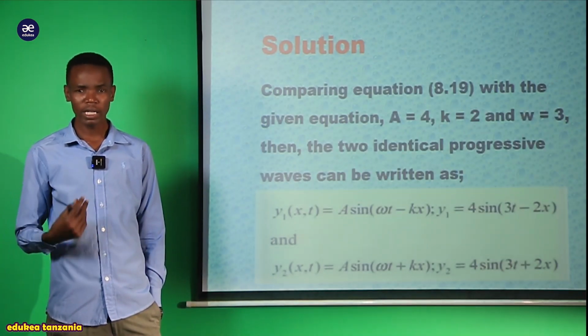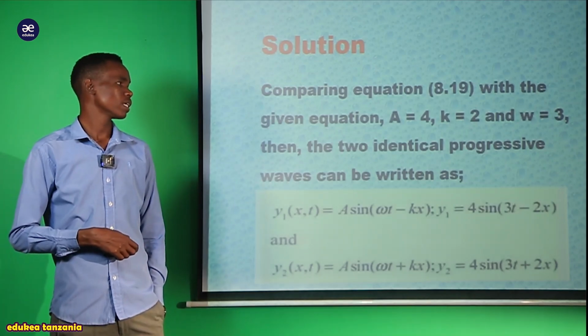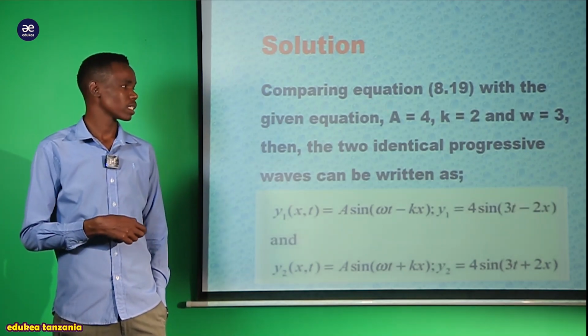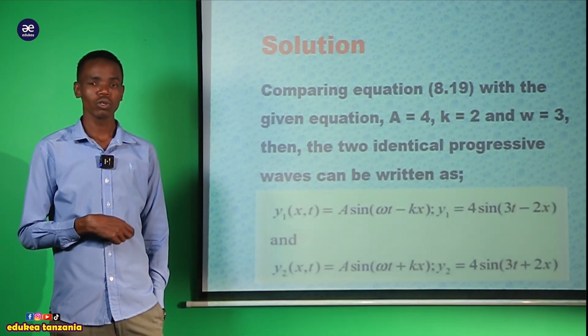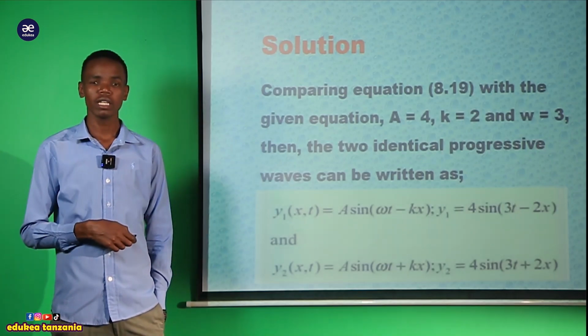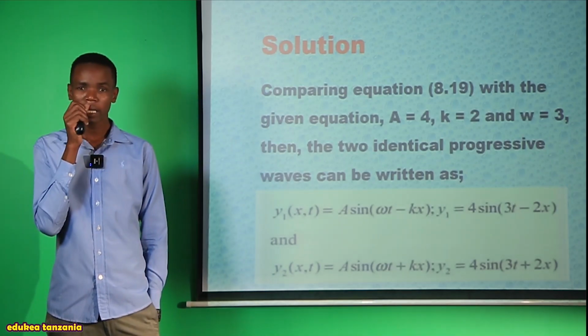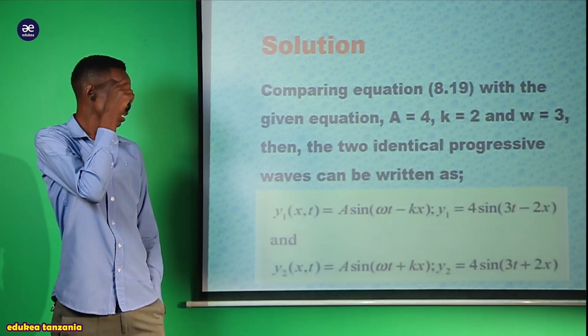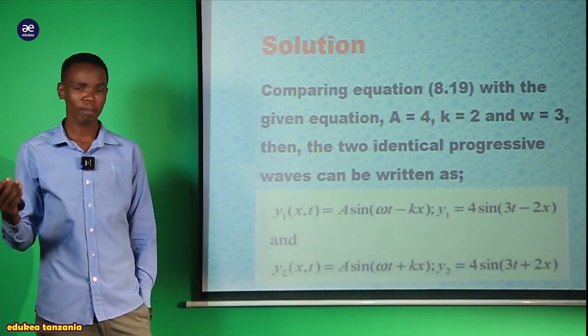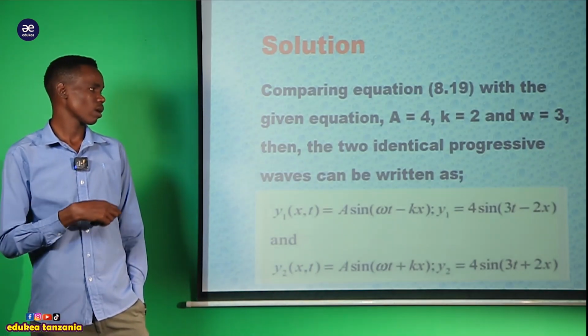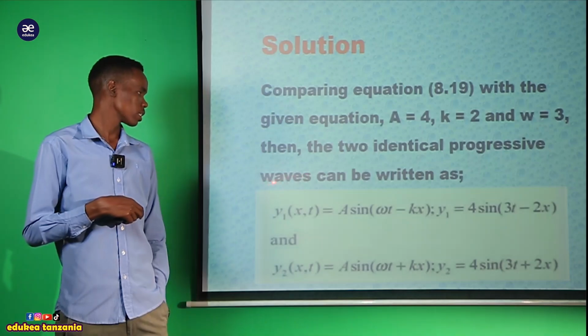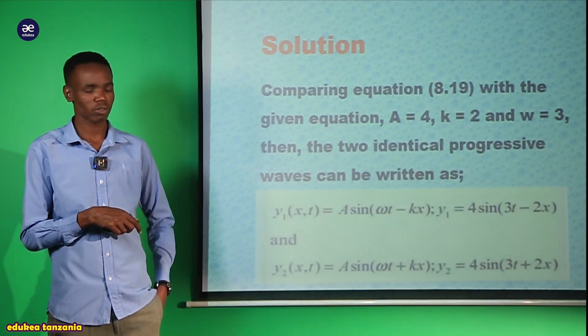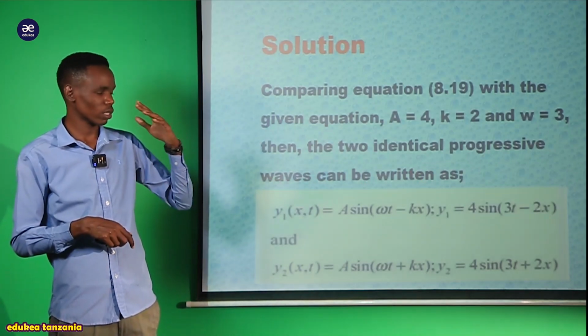a comparison. When you make the comparison, we should obtain that the amplitude must be equal to 4, and also the wave motion must be equal to 2, and finally the angular velocity must be equal to 3. Kwa hiyo tukimake comparison hapo tutakuja kupata sasa kwamba the two identical progressive waves can be expressed. Sasa tutarudi zile equation zetu ambazo tulikuwa tunazitengeneza.